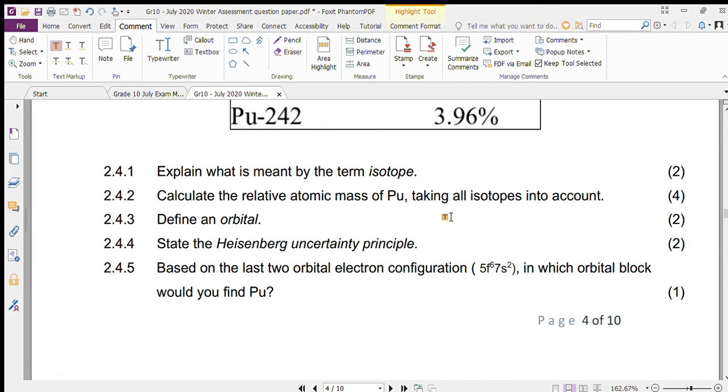2.4.5 might have been a bit tricky for you. However, this orbital block was actually shown in a diagram in your notes. It's asking you, based on the last 2 orbital electron configuration, in which block would you find plutonium, and it has to be the F block. Look to see where the valency is, guys. It is in the F block. And this is in your book as well. Because we don't really deal with the F block at high school, this might be a little bit of an extension, but it's still highly theory based on what's in your notes.